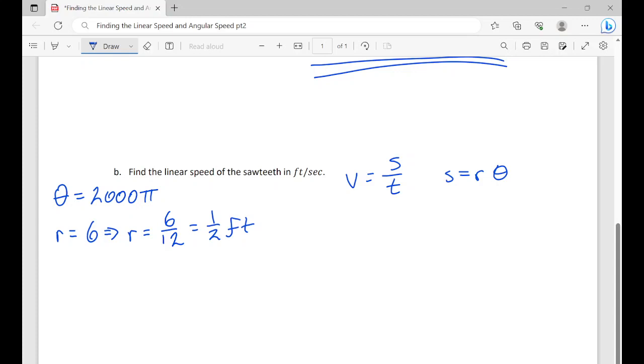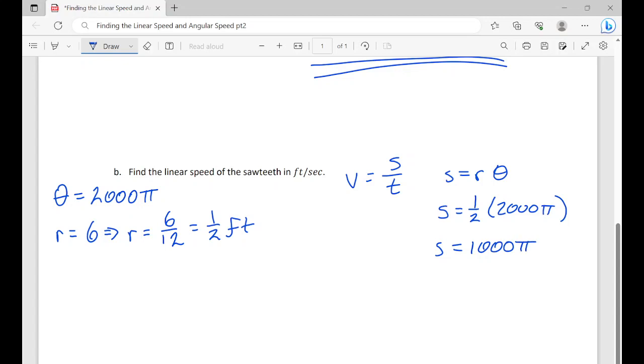So now we know theta and we know r, so we can plug it in and get s. So s equals 1/2 times 2000 pi. Nice and easy. S equals 1000 pi.